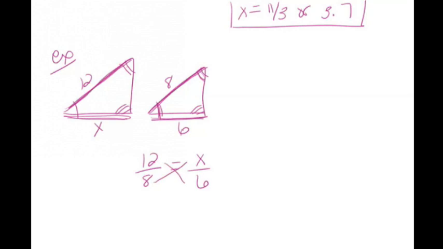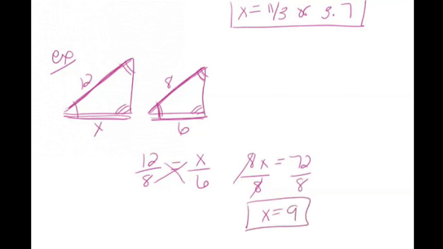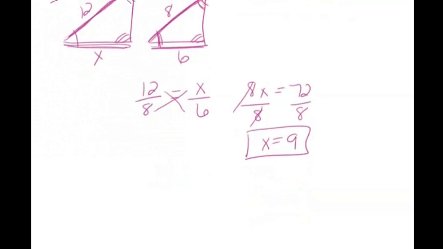Okay, and then we're going to take cross products. So 8x equals 72. And then we do our simple one-step equation, and x is going to equal 9. All right, if you happen to write it differently, you could have done x over 6 first. That is also the same thing as 12 over 8.